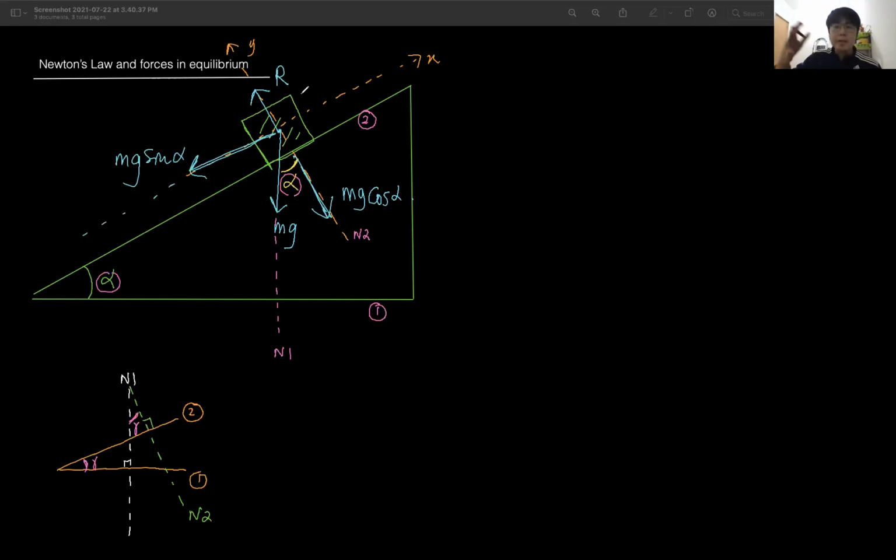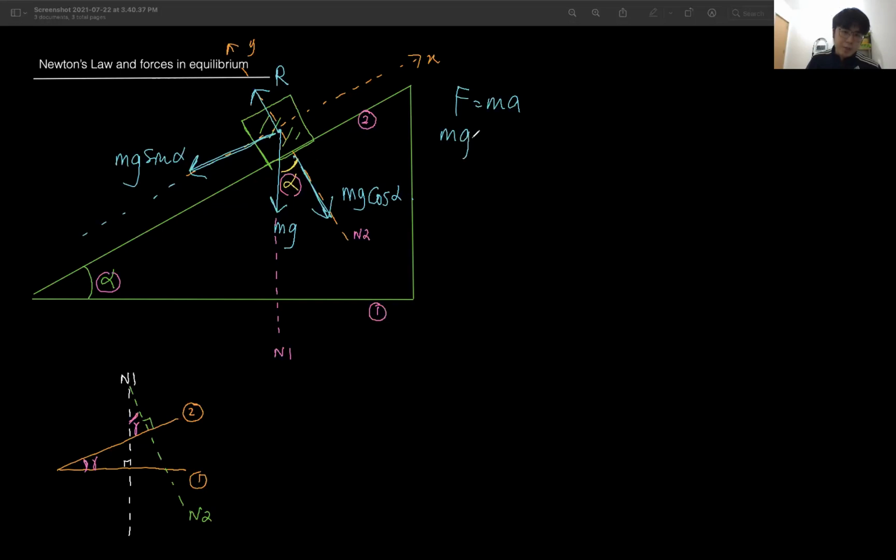And then the mg sine alpha is bringing it down in this direction. That depends on whether there is frictional force or not. Let's just say there's no frictional force. So the resultant force acting on this object would be mg sine alpha in this direction. So F equals ma.